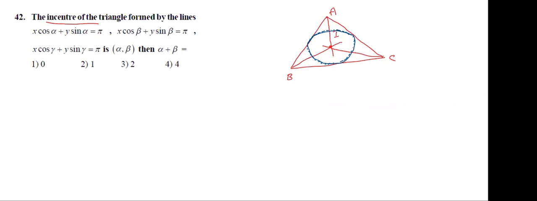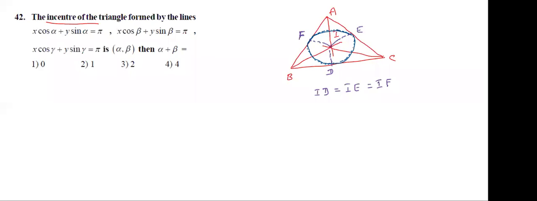Here, one property is that the in-center to the sides of a triangle has equal length. Suppose we take the touching points D, E, F. Here the concept is ID length, IE length, that is equal to IF length. These lengths are equal. This is the property here.